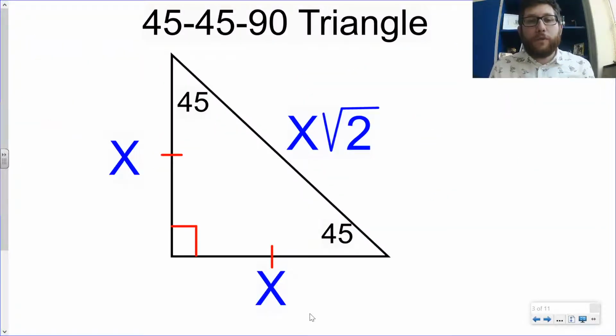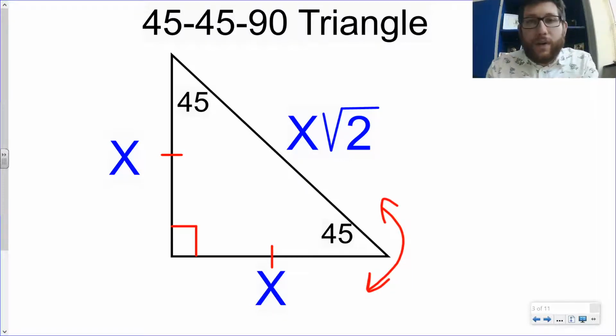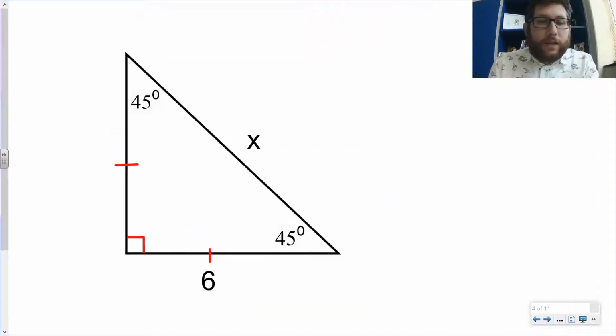For my 45, 45, 90 triangles, every single time there's the x value, which we'll call just our regular leg, and then the hypotenuse is root 2 times bigger than our leg. And so if I'm going towards the hypotenuse, I'm going to multiply by root 2, but if I'm going to go away from the hypotenuse, I'm going to divide by root 2.